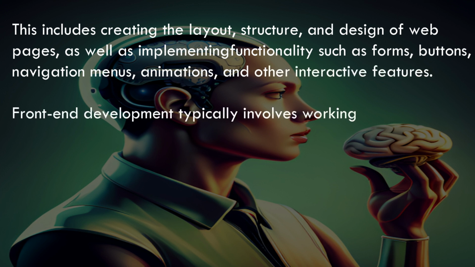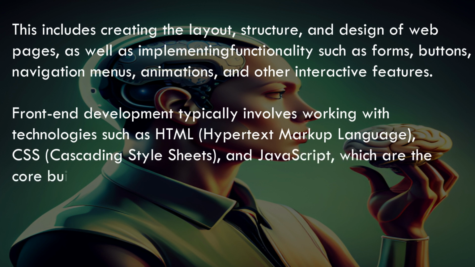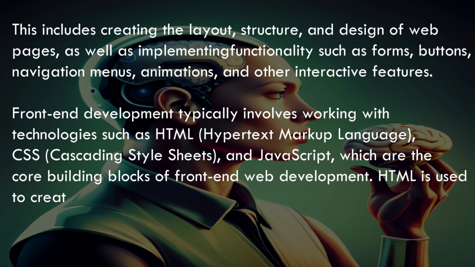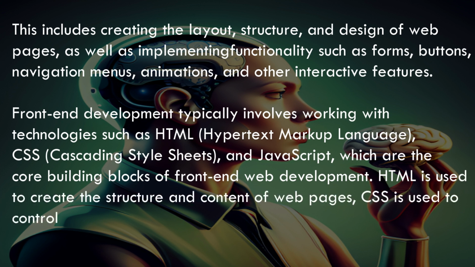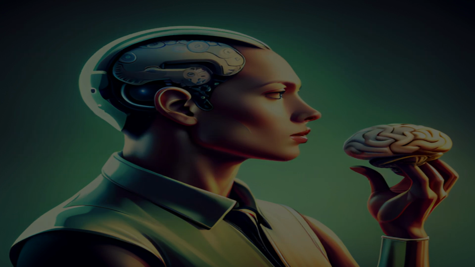Front-end development typically involves working with technologies such as HTML, Hypertext Markup Language, CSS, cascading style sheets, and JavaScript, which are the core building blocks of front-end web development. HTML is used to create the structure and content of web pages, CSS is used to control the presentation and layout of web pages, and JavaScript is used to add interactivity and dynamic behavior to web pages.